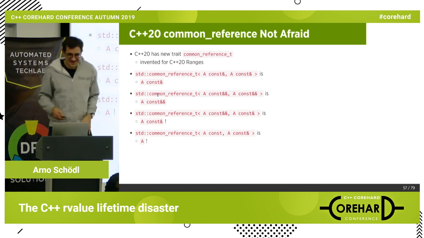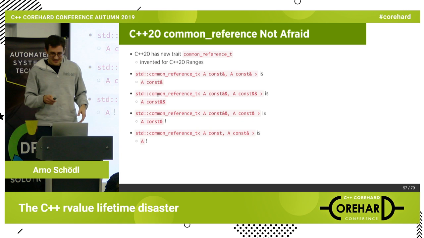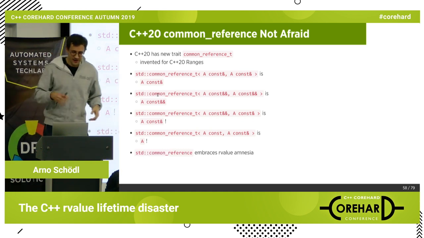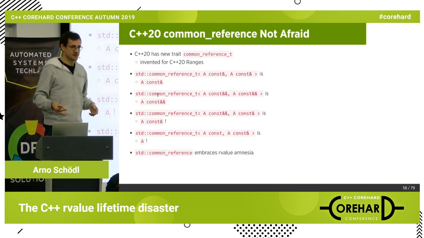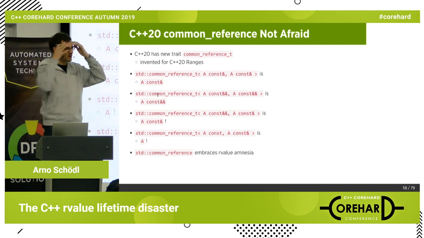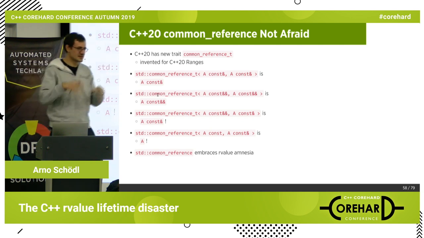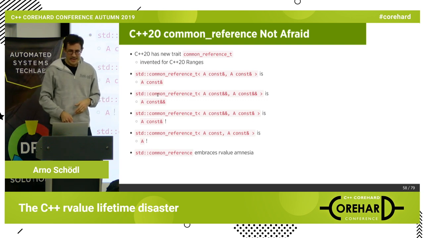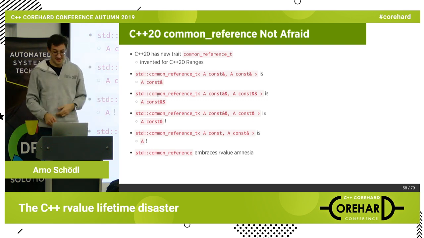I don't know. So, summary is, they really love, and this is how I call it, it's R-value amnesia. You have an R-value reference, or an R-value, and you just kind of forget. It's like, whatever, it's L-value reference. Let's make an L-value reference. And common reference theory likes that.